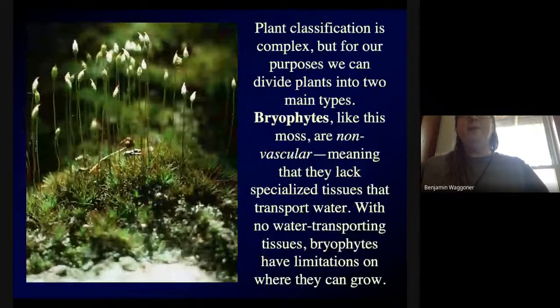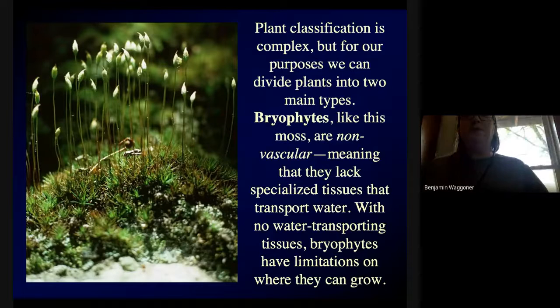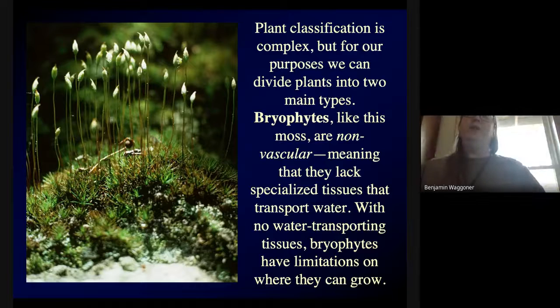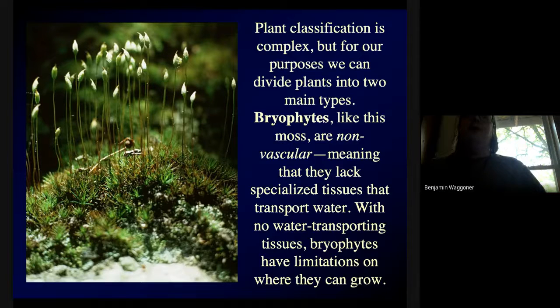We're not going to have time to go into plant classification, but for what we've got to do here, I can divide plants into two different types. The first are bryophytes, which include moss, as well as some other things like liverworts and hornworts that you may not have seen. And mosses and other bryophytes are, as we say, non-vascular, which means that they don't have specialized cells for transporting water. Bryophytes cannot pipe water from roots to leaves.